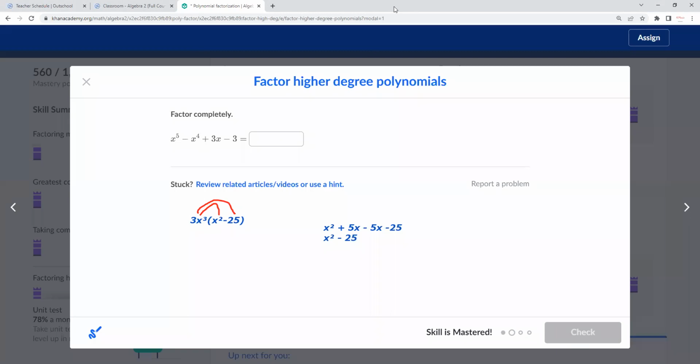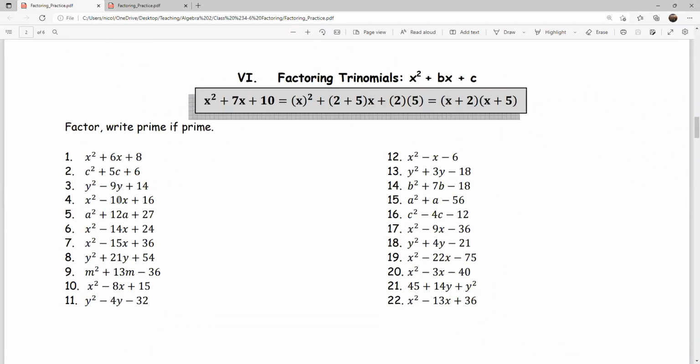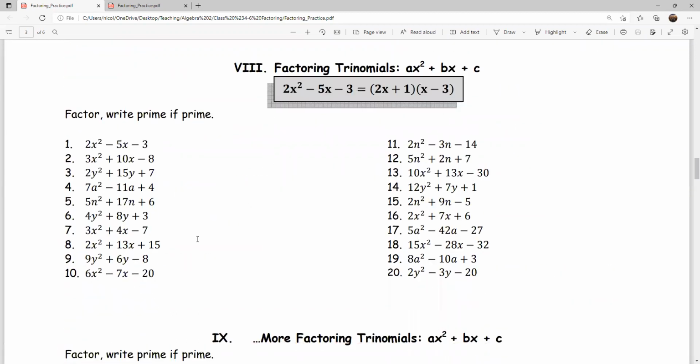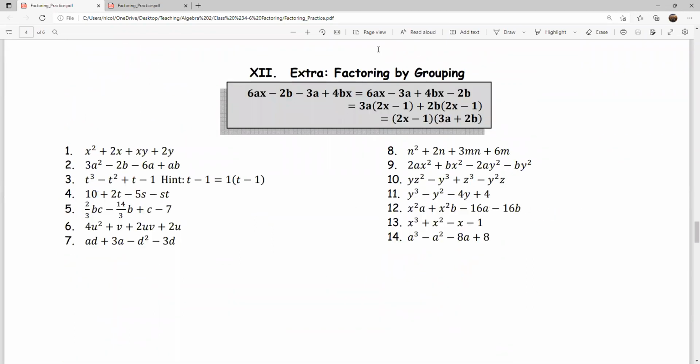We'll get into how to factor different types of problems like trinomials, perfect square trinomials, trinomials when a is equal to 1, when a is greater than 1, factoring by grouping. Some of this you may have learned from Algebra 1, some of it you may not have learned just yet, but we will get there.